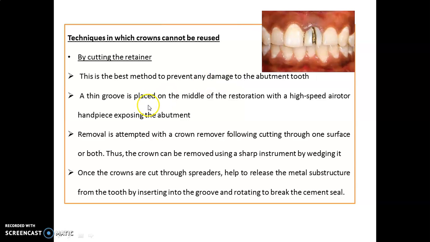So what you can do, a thin groove is made in the middle of the restoration with a high speed air turbine, which exposes the abutment. Then the removal is attempted with a crown remover following cutting through one surface or both. And once the crowns are cut through, spreaders help to release the metal substructure from the tooth by inserting into the groove, and you have to rotate to break the cement seal.